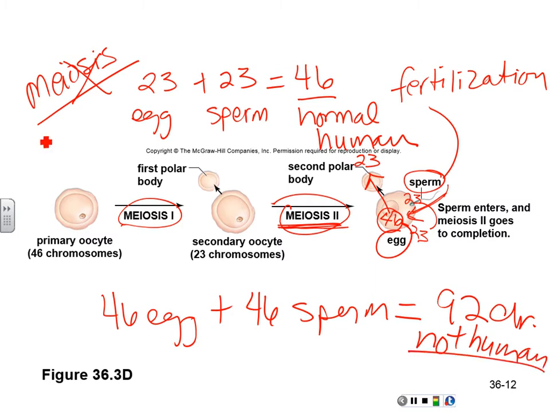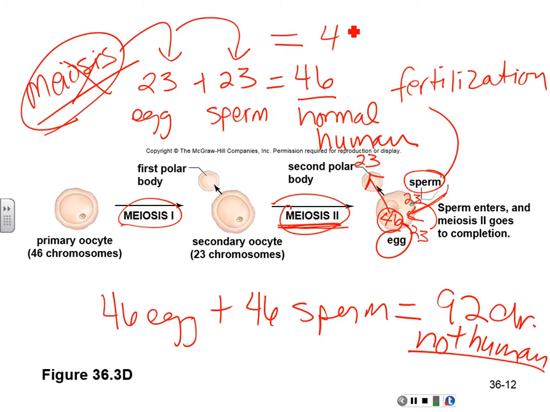So why do we have to do meiosis? We have to have the number so that when we combine them together in fertilization, we get the correct number of chromosomes for our species.